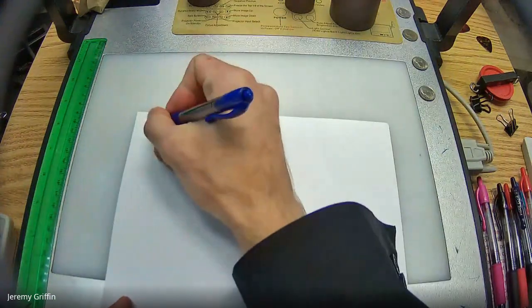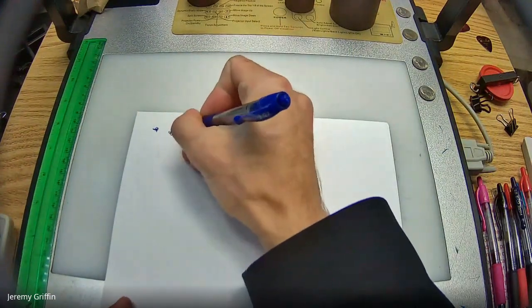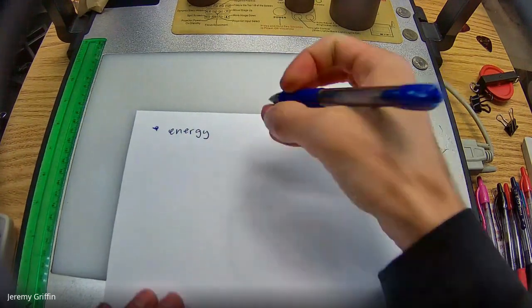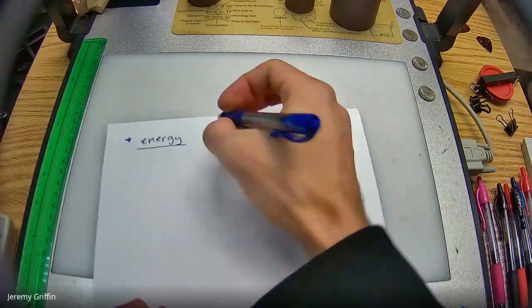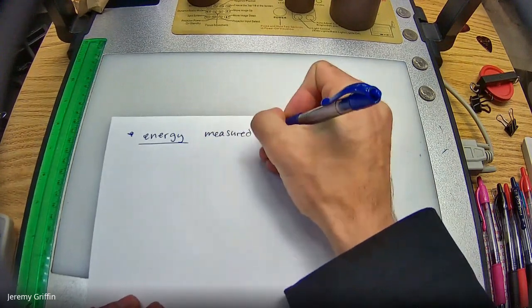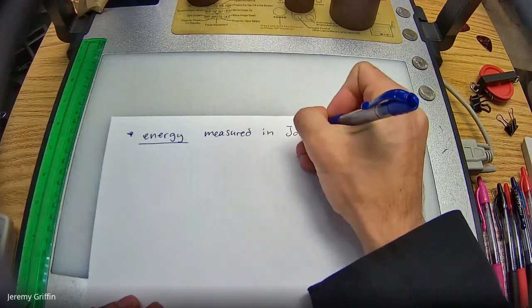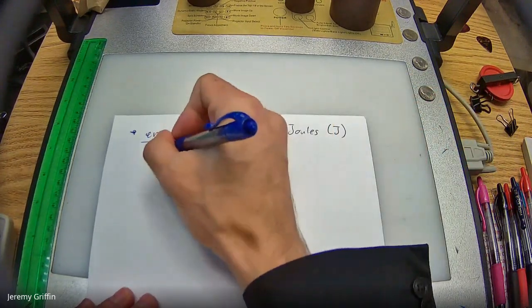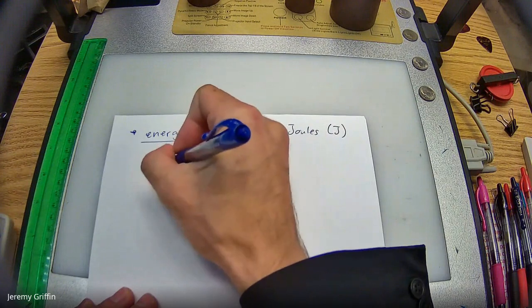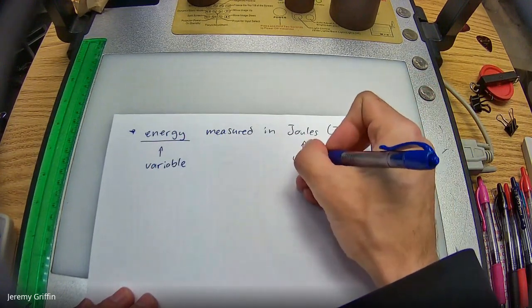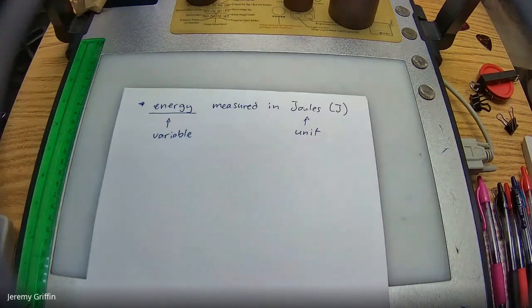We have a new variable and a new unit. Right, so energy is measured in joules, which is capital J. Okay. So energy is your new variable. And joules, well, that's a unit, right? That's an SI unit, like a metric unit.